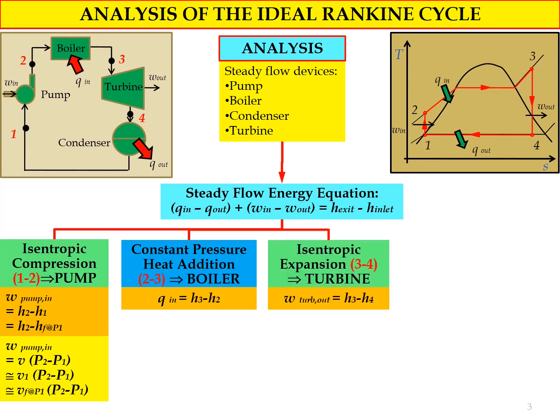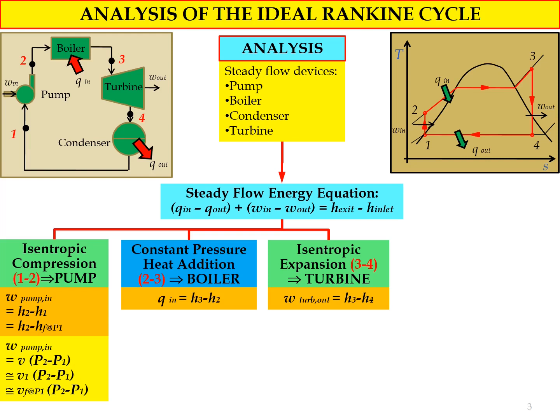Okay, now for the third process, the expansion process from state number 3 to state number 4 in the turbine, the parameter involved during the expansion process is only W out, or W turbine out. So if we implement the steady flow energy equation to the turbine, we will have no Q in, no Q out, and no W in. So the remaining terms will be negative W out equal to H exit minus H inlet.